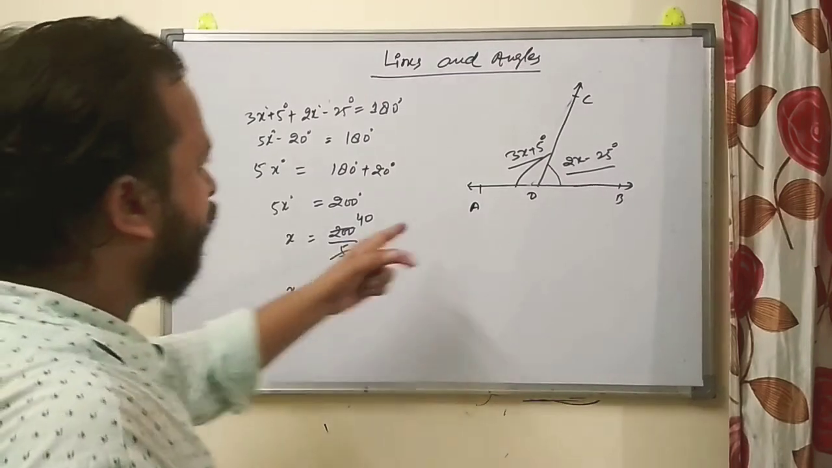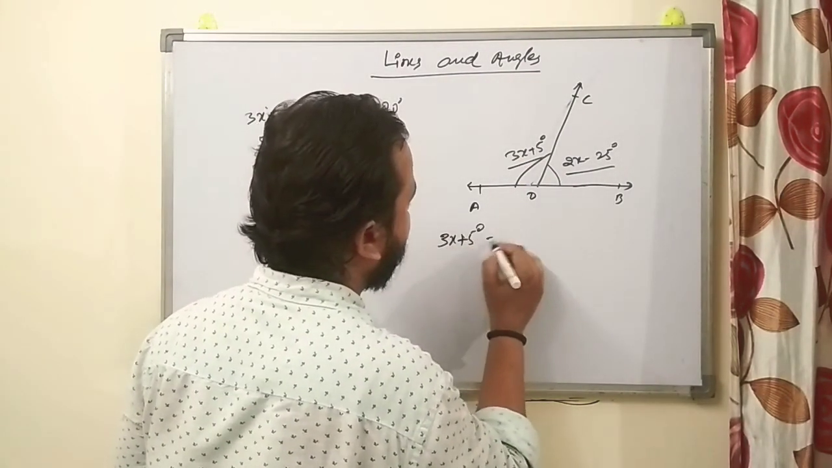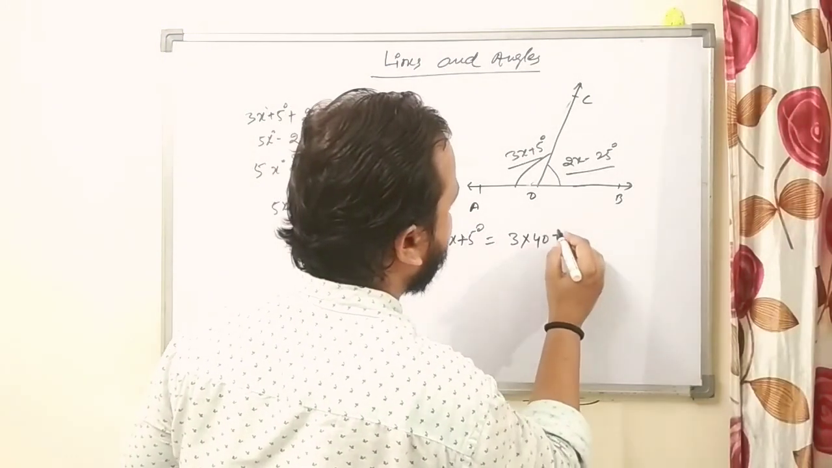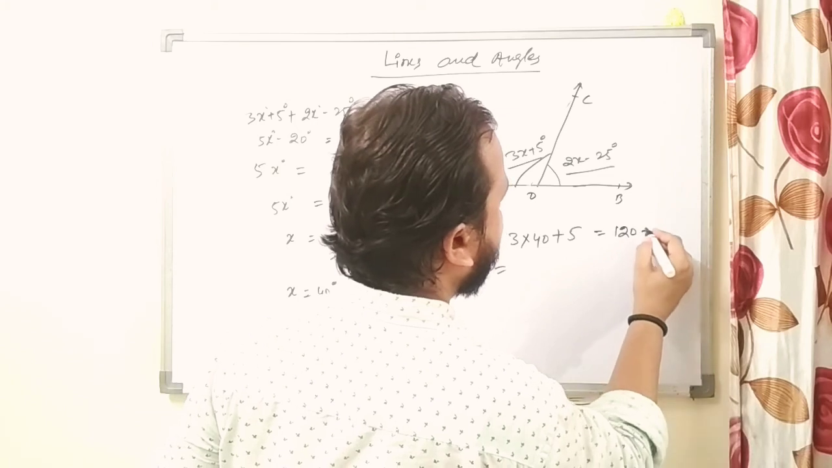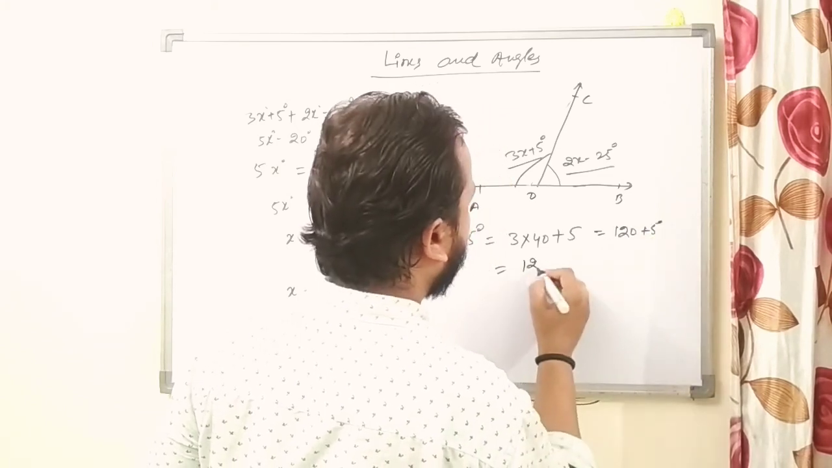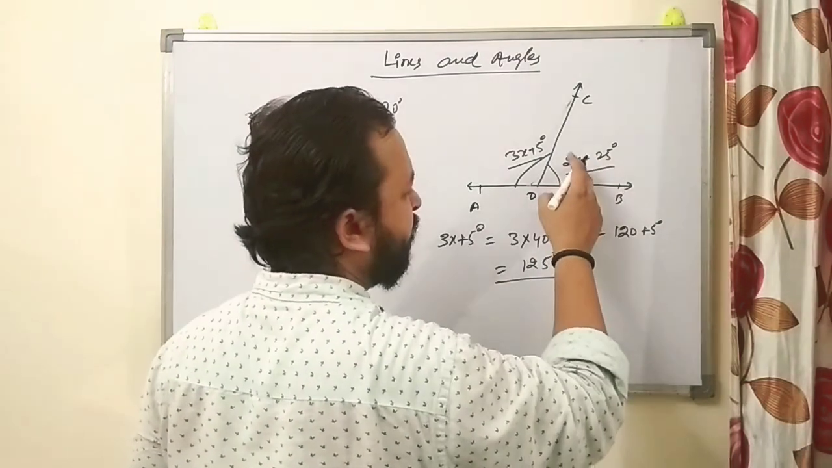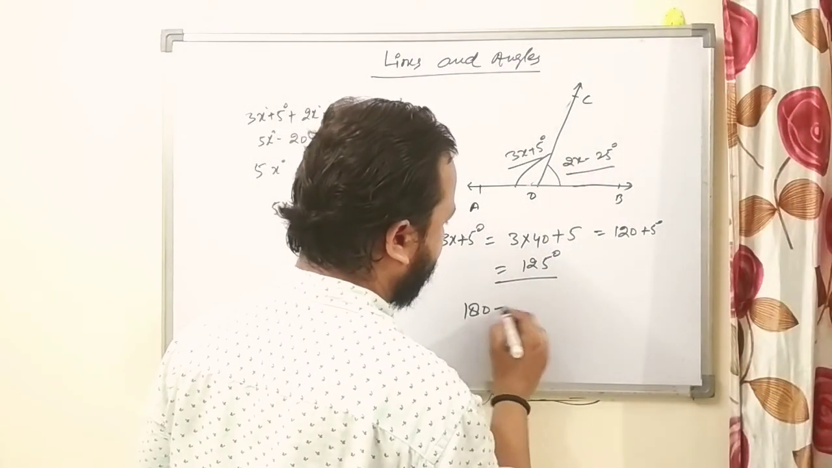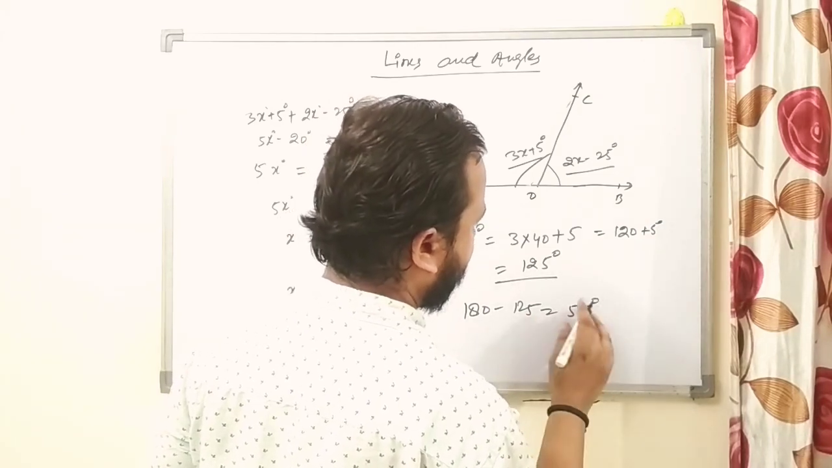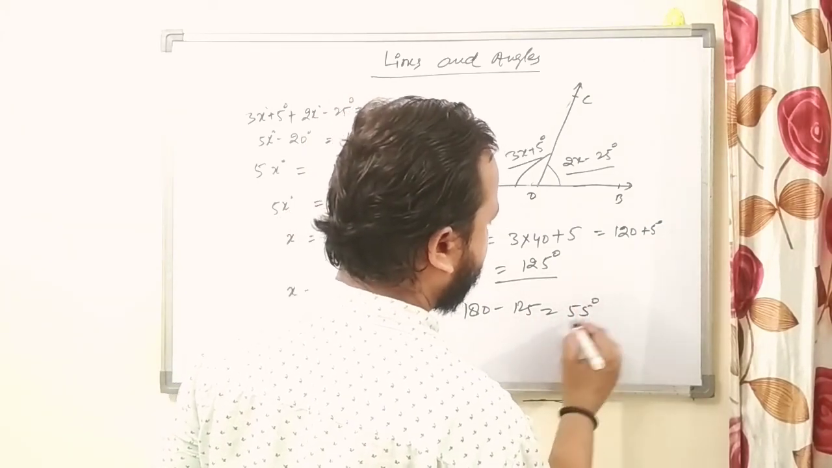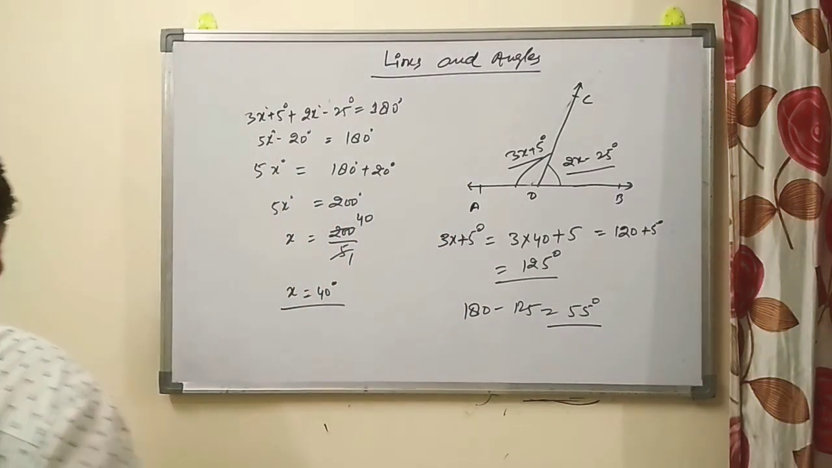So now put the value of x in these equations. So 3x plus 5 degrees equals 3 into 40 plus 5, that is 120 plus 5 degrees, that equals 125 degrees. So either you put the value or just subtract 180 minus 125, that equals 55 degrees, right? So these types of questions all come.